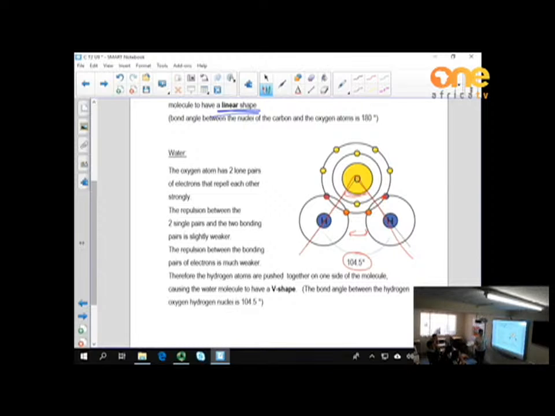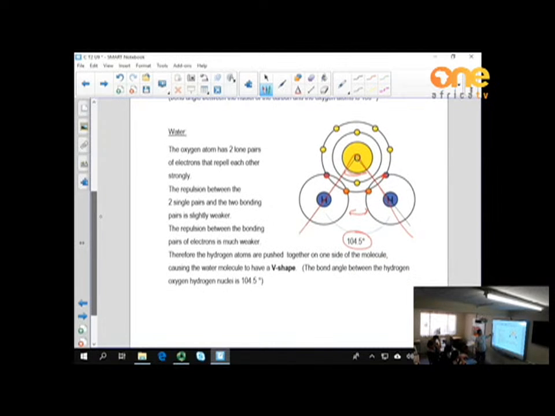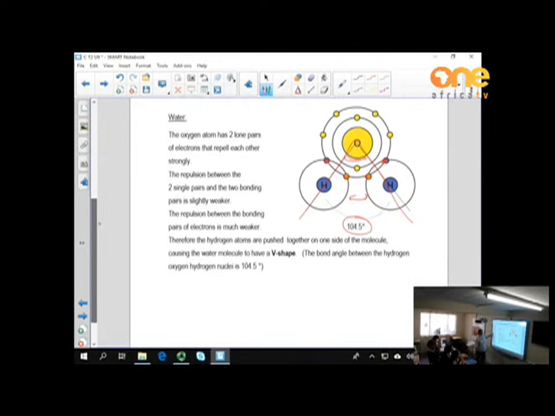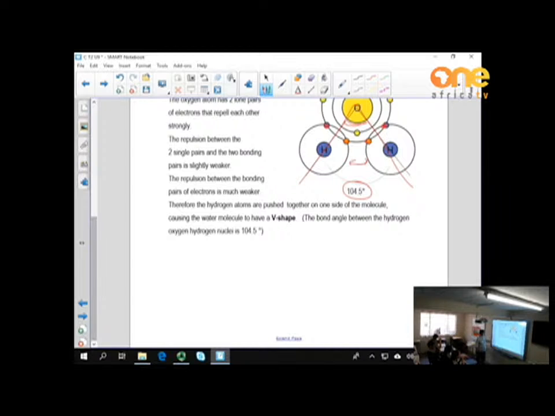Now you need to remember the size of the angle. Okay, they won't ask you obscure examples, but you need to know carbon dioxide, water, ammonia, and methane. It's just the classic examples for V-shaped, pyramidal, tetrahedral. So water then is 104.5 degrees, the bond angle.